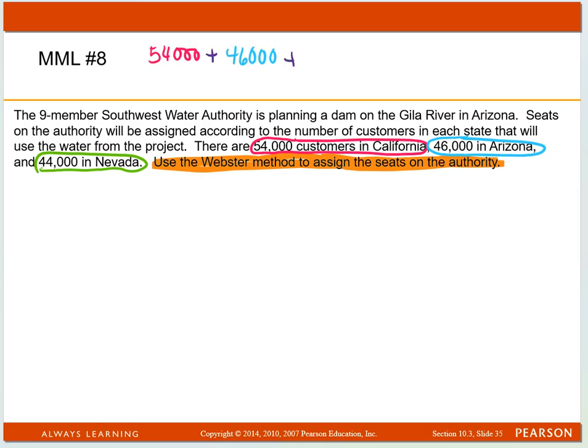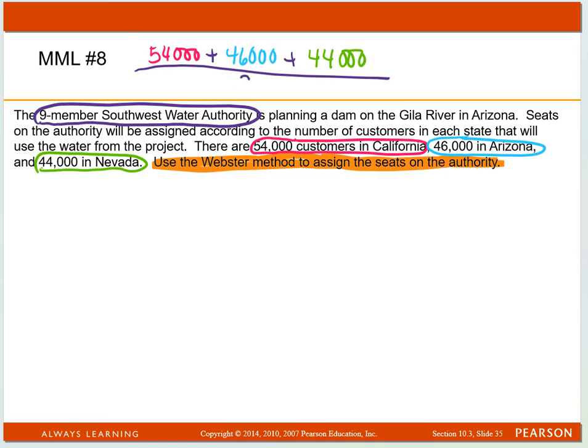and add that to the 44,000, because you have to have the total number of customers. You're going to divide that by the 9 members of the authority. So it's going to be divided by 9. This will be your standard divisor. It's the total population divided by the number of seats that you're going to apportion. When I add all that up, it's 144,000 divided by 9, and that is exactly 16,000.